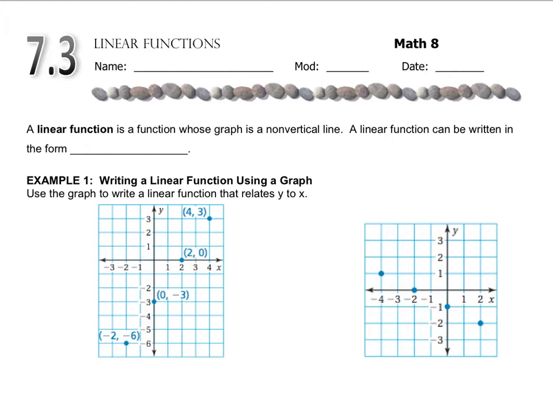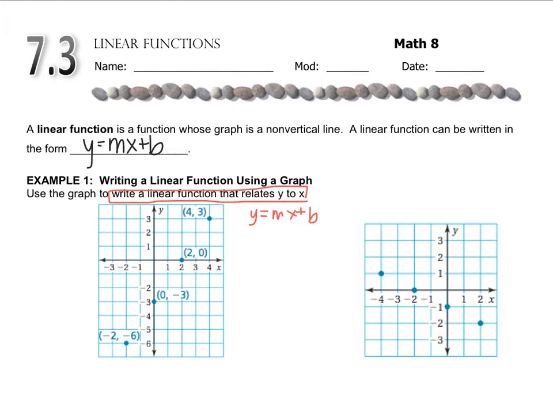A linear function can be written in the form y equals mx plus b. We already know that formula. Fantastic. So we're going to take these dots and write a linear function that relates y to x. What that means is write a y equals mx plus b equation. Don't say, Miss Lean, I don't know how to do this question because I don't understand the directions, because I'm telling you, it just says find the slope and intercept and put it in an equation.